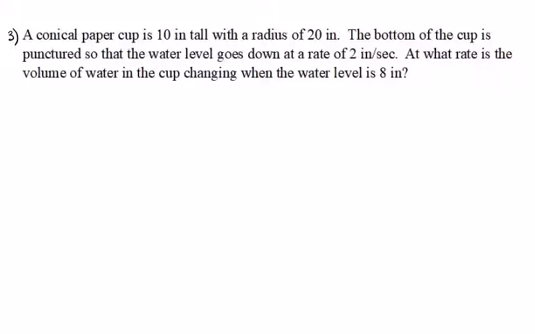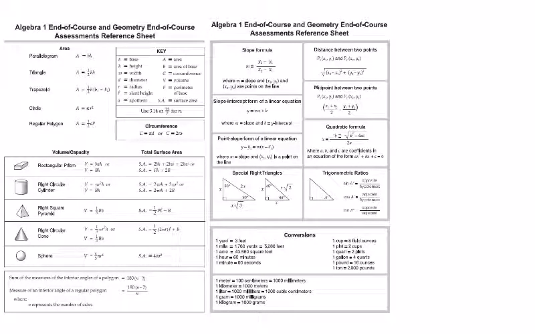So what three-dimensional shape is that? If we look at our formula page here, which of these, we're talking about volume, so it's a three-dimensional shape. So which of these is a conical shape? Good. If you selected cone, that's exactly right. So when they say a conical paper cup or a conical object, it's a cone. And what is the formula for volume of a cone? Good. If you got 1/3 pi r squared h, that's great.